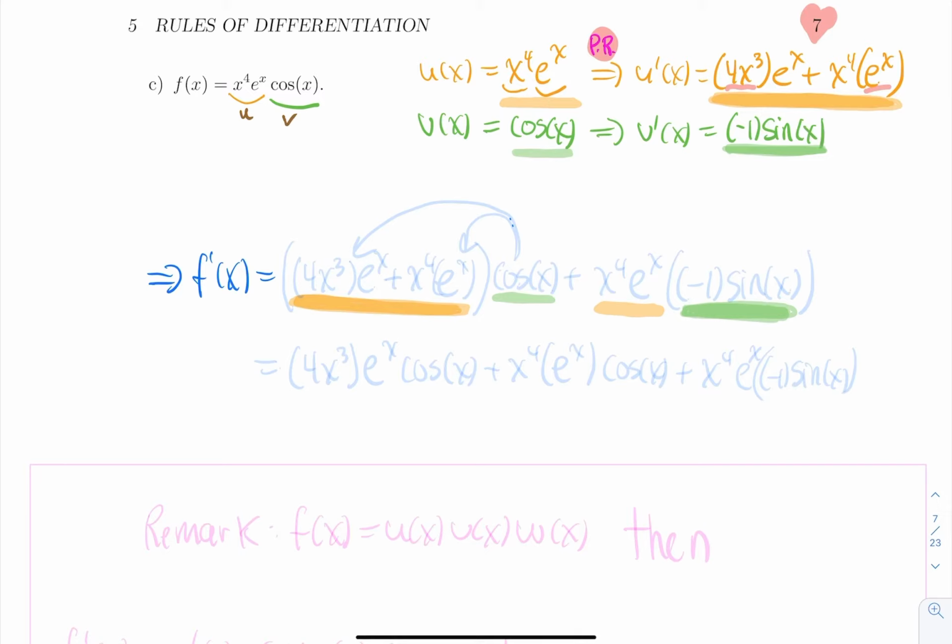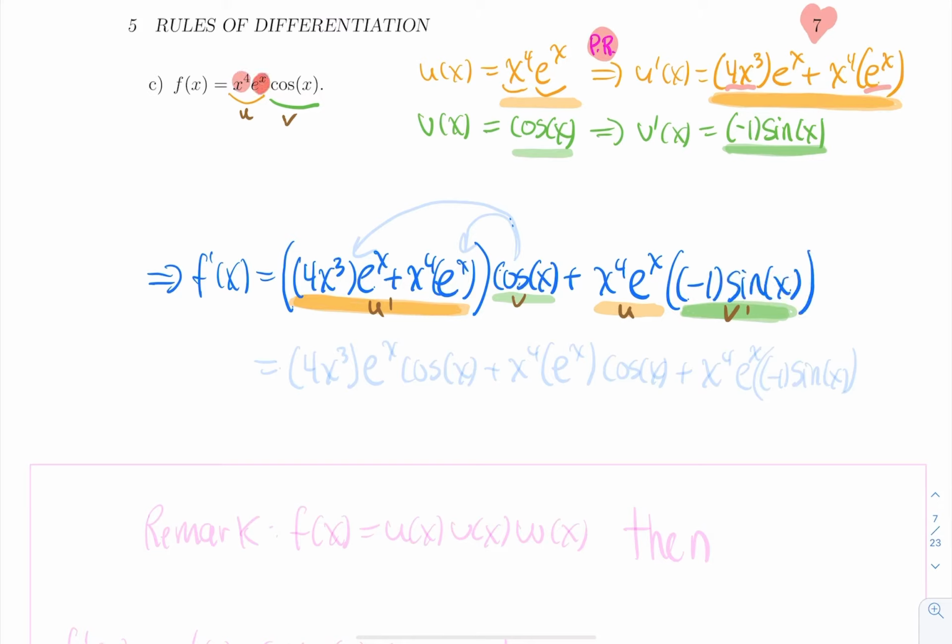And now I combine everything for f prime. So f prime is u prime first. I'm going to open a big bracket here: 4x cubed times e^x plus x^4 times e^x. That's my u prime times v, which is cos of x, plus u, which is x^4 e^x, times v prime, which is minus sine of x. On a test, that's enough. Okay, you don't have to go further than this.